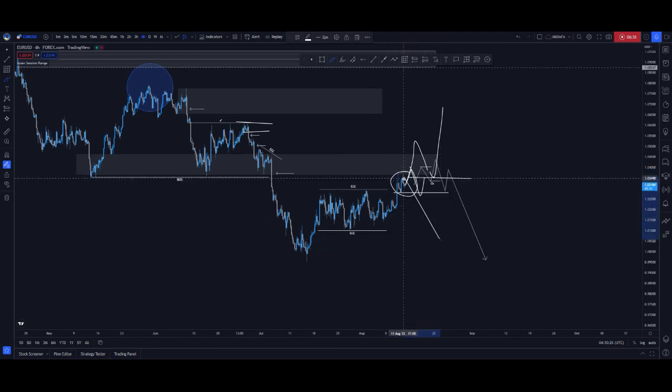If that doesn't happen and we see a push to the downside, I would like to take my trade around these areas, or possibly a wick of this, and I'll be taking it off of this particular little demand area as a sniper entry. I tend to take this type of entries most of the cases.